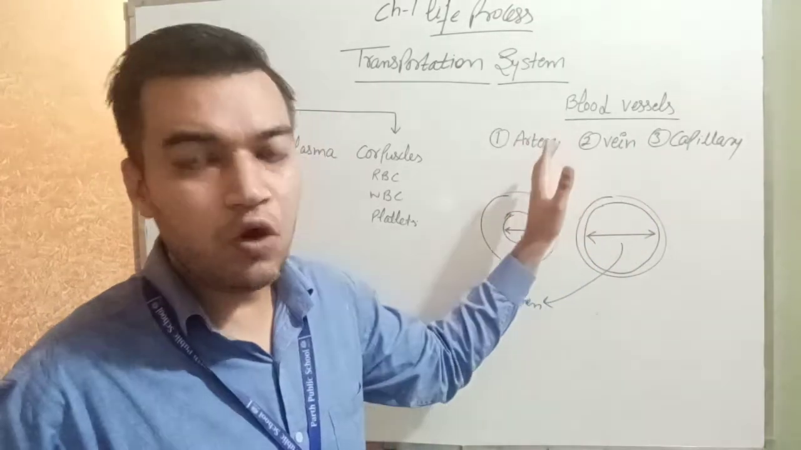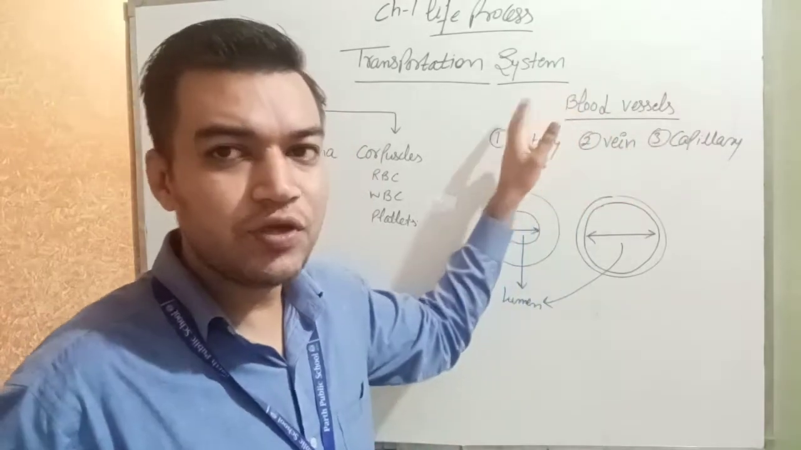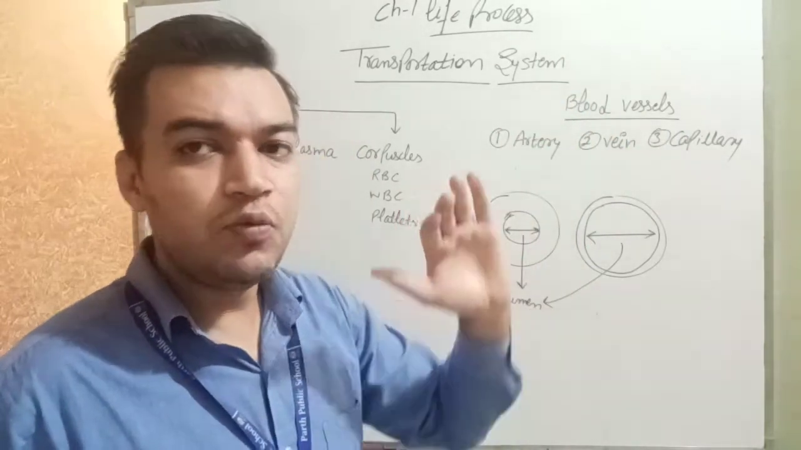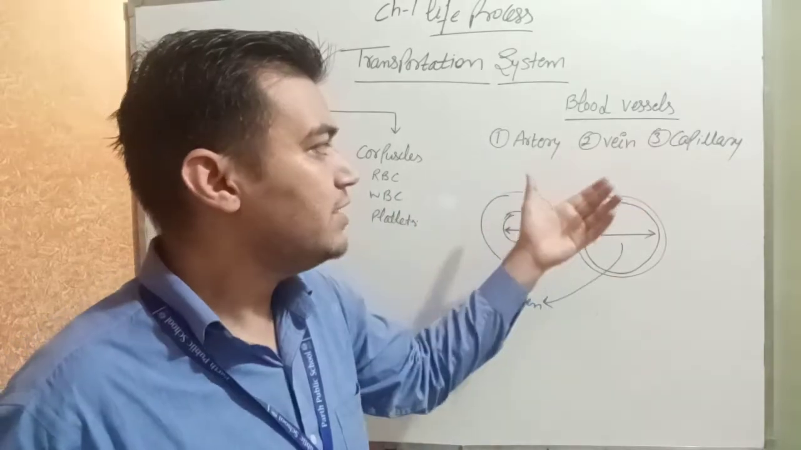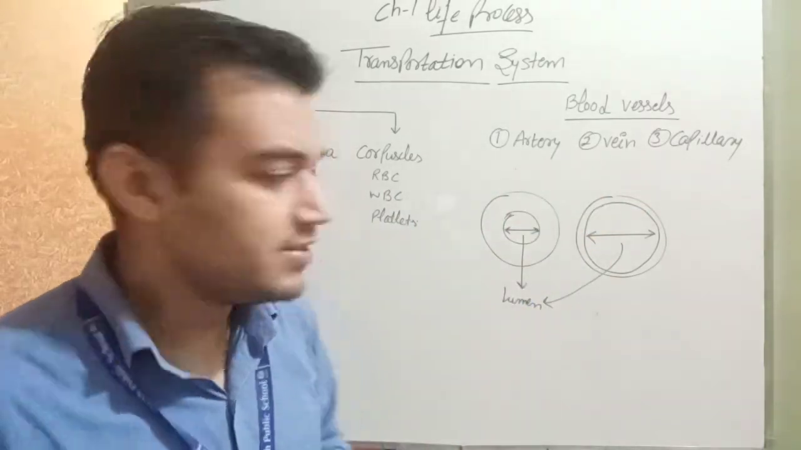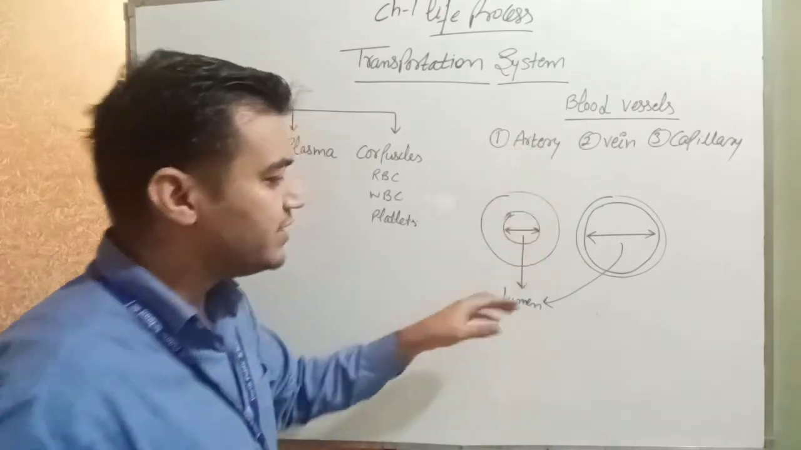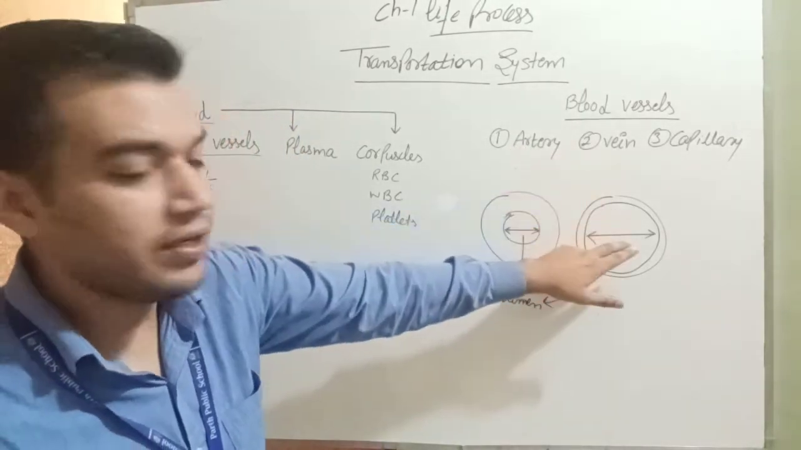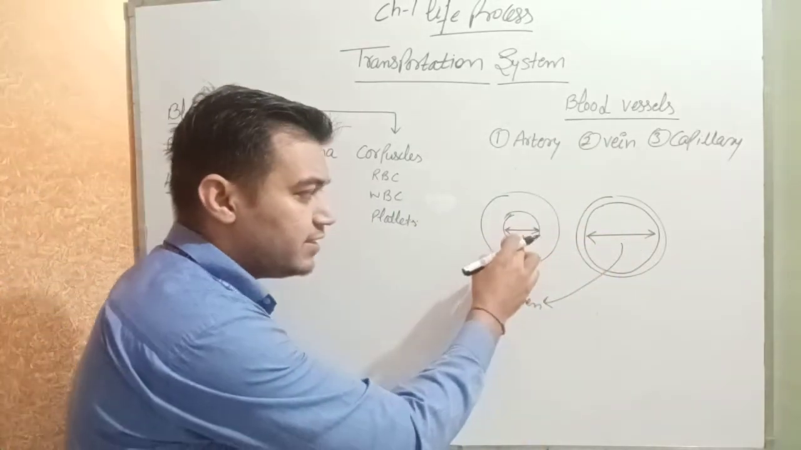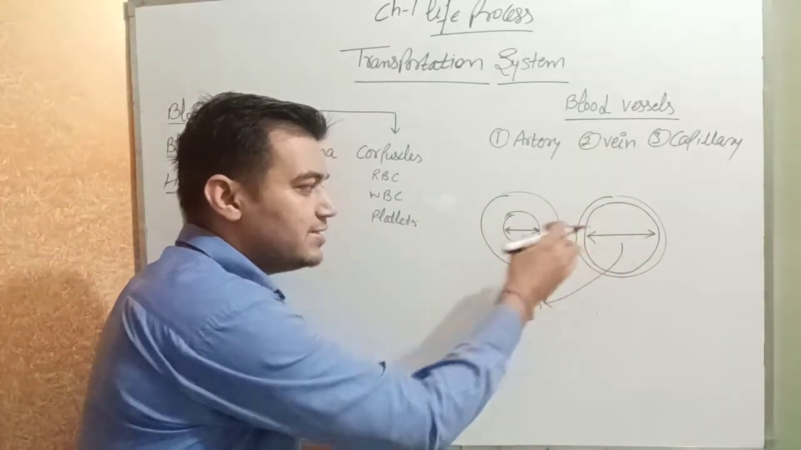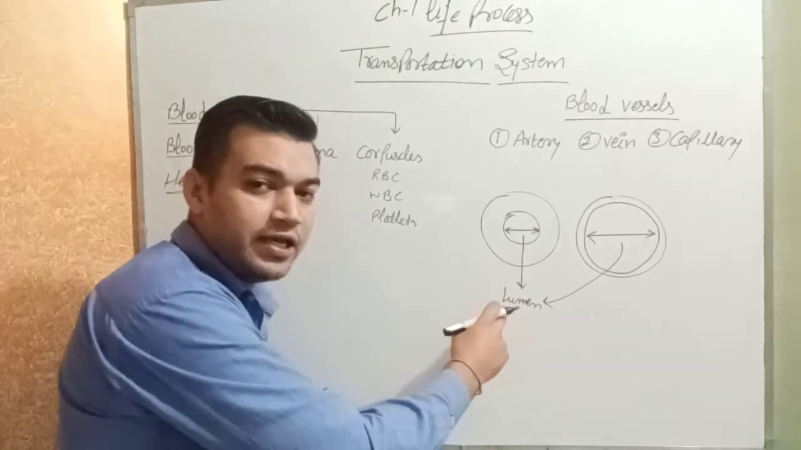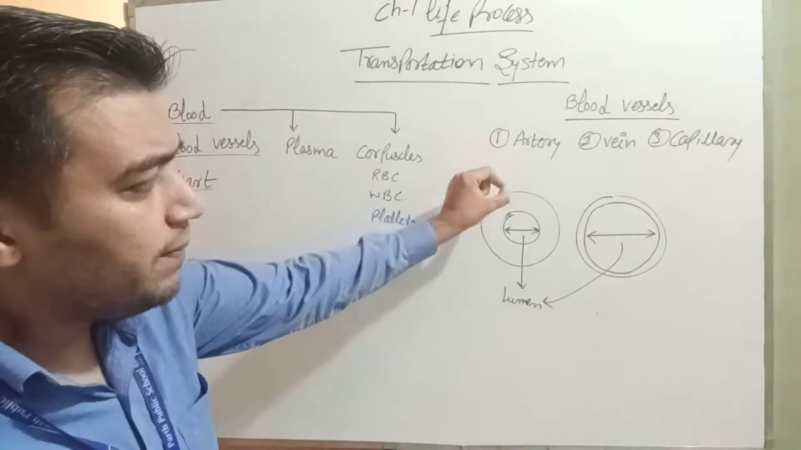The similar function of all three blood vessels, or you can say all three tubes, is that they all carry blood. So what is the main difference between these three blood vessels? Number one, artery. You can see the diagram of artery here, and this is a diagram of vein, and the space inside these vessels is called lumen. क्या बोलते हैं उसको? ल्यूमन बोलते हैं. ठीक है.